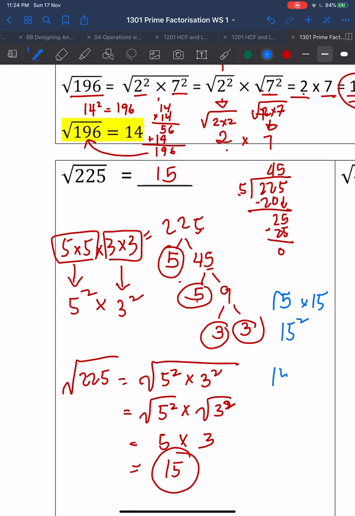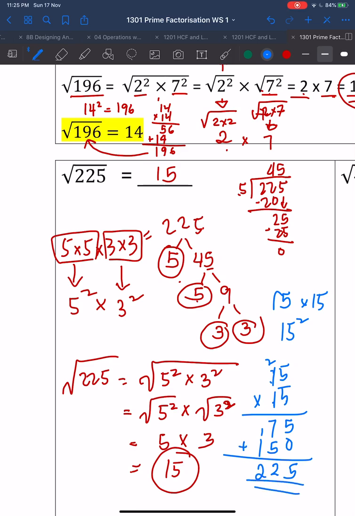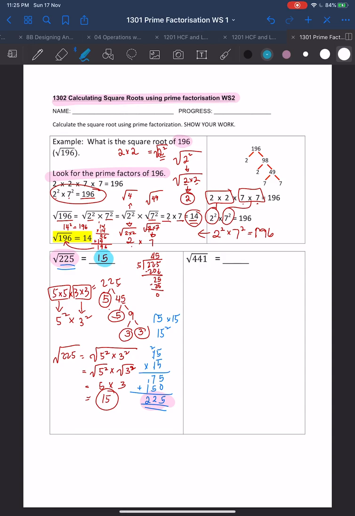So that means 15 times 15. 5 times 5, 25, carry 2. 5 times 1 is 5, plus 2 is 7. Put a placeholder. 1 times 5 is 5. 1 times 1 is 1. 5, 7 plus 5 is 12. Carry 1 is 2. 225. Okay? So the answer is, the square root of 225 is 15, and this is how we look for it through prime factorization. Okay? So now try the other 5 numbers.